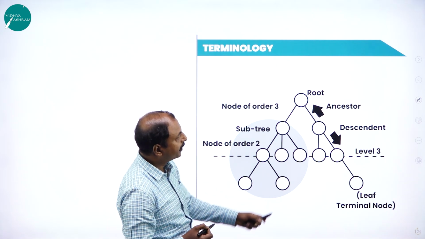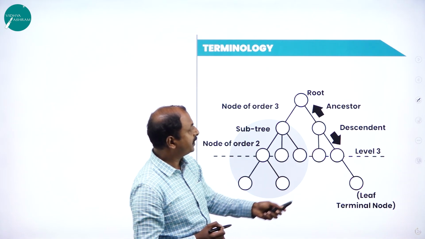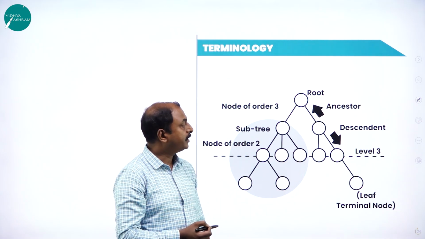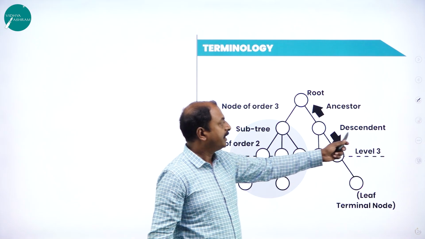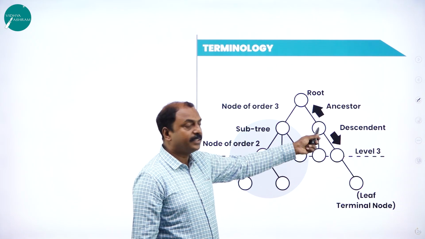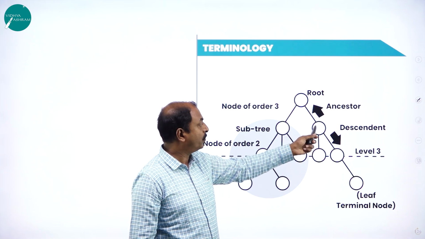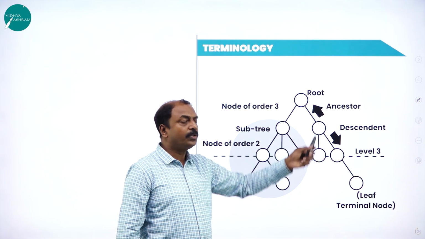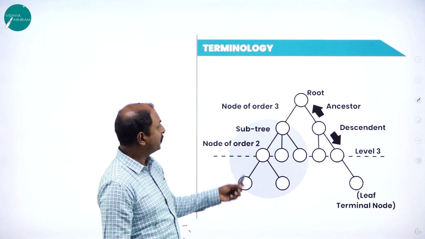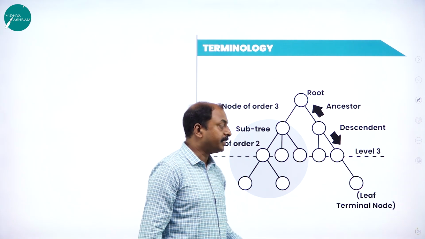And here you can see the ancestor node. What is the ancestor node? Ancestor nodes are nothing but the previous nodes, and descendant nodes are nothing but children. This node is an ancestor node. So this ancestor node is also known as a parent node or superior node. So these are the different terminologies.